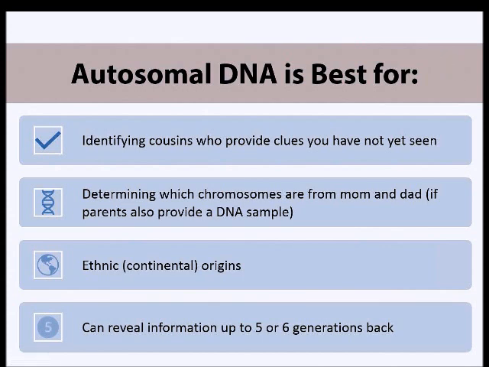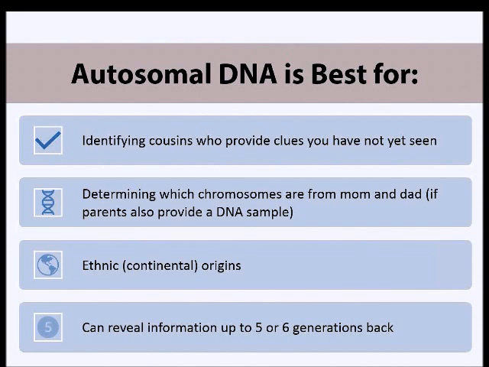Autosomal testing is great for identifying potential cousins. These potential cousins may have done more bricks and mortar or paper research than you have, and they may provide clues that you have not seen or didn't know about. Autosomal DNA is also great for determining which chromosomes and which pieces of a chromosome you get from mom and dad, if your parents also provide a DNA sample.